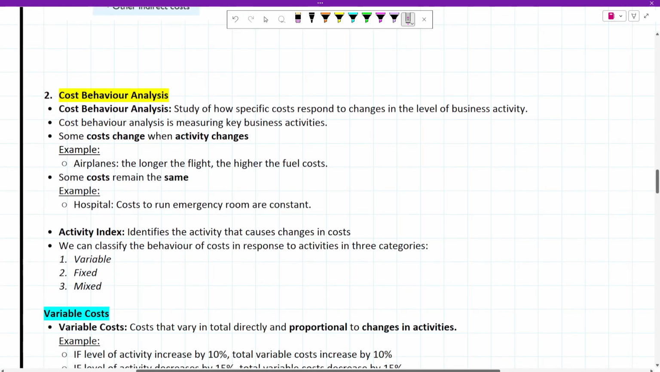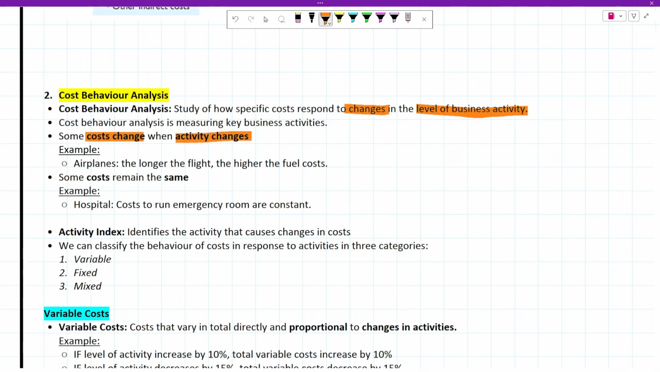So 2, cost behavior analysis. Cost behavior analysis is the study of how specific costs respond to changes in the level of business activity. So let me highlight that in orange. Specific costs respond to the changes in the level of business activity. So cost behavior analysis is measuring key business activities. Some costs change when activities change.